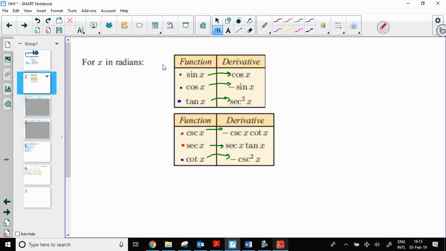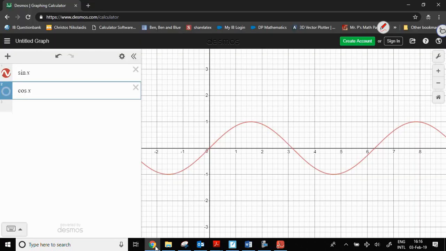I'm not going to prove any of these. If you want proofs, you can look in the book, you can look online. We're not responsible for proving any derivatives in this course except for polynomials using first principles. So we're not going to focus on proofs here. That being said, I do want to just show that it makes sense.